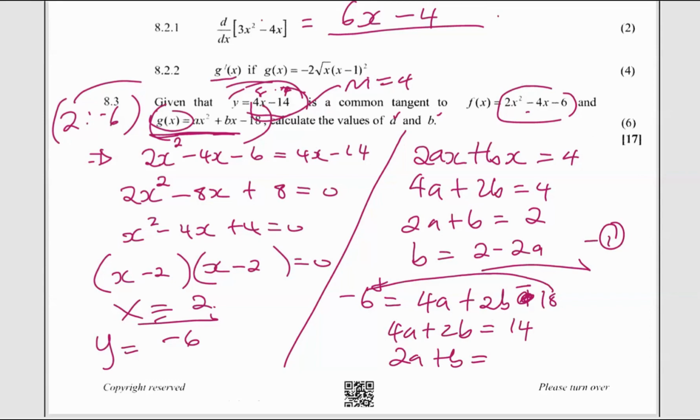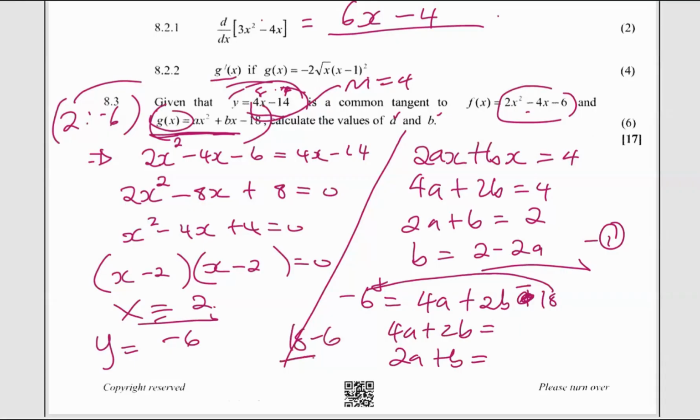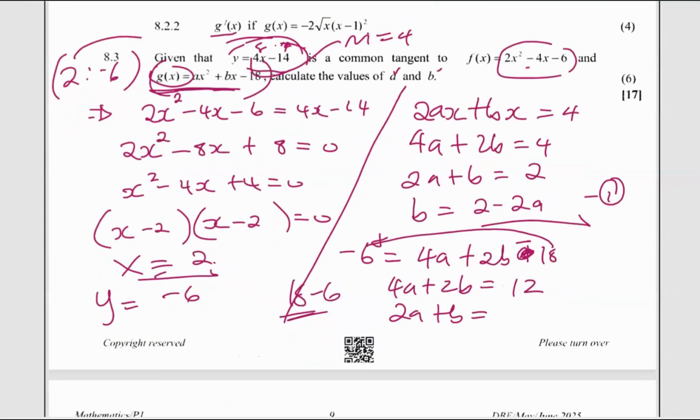4a plus 2b is giving me a 7. How is it a 7? Is my mind working correct? And how are we getting even the 14? Yes. So what is 18 minus 6? It's a 12, man. When you divide by 2, you get a 6.